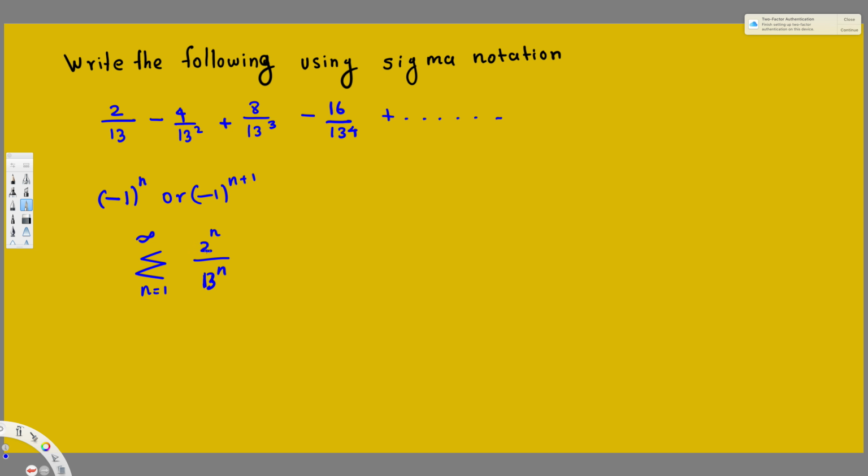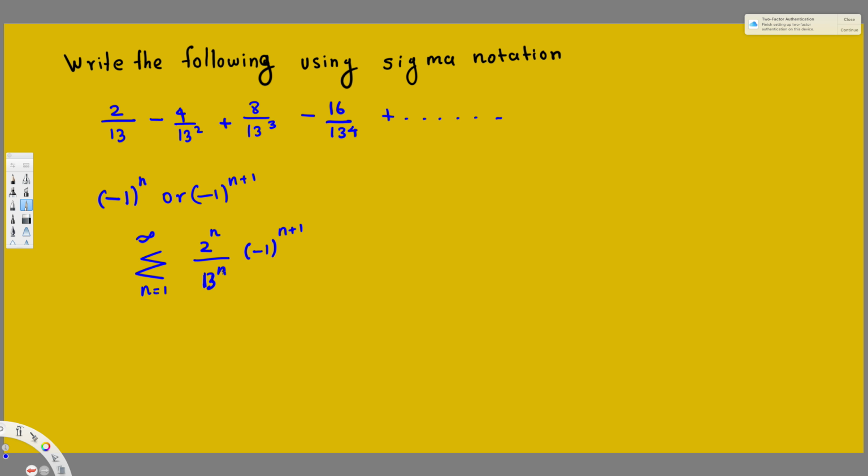What happens if I put -2? -2 power 1 doesn't match this one, because if I put that, this is going to be -2 over 13, and we don't have that one right here. So we have to do something. What we can do is add an extra (-1) power n plus 1. Now let's check whether it matches.